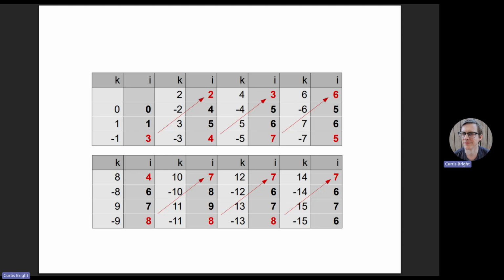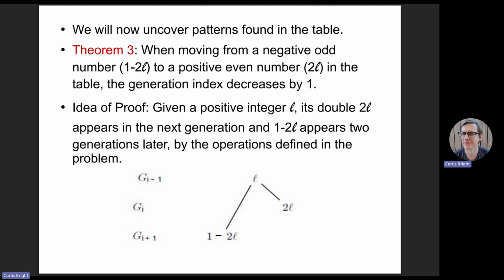So these numbers in red, you can see these are the generations. So we're going from 3 to 2, 4 to 3, 7 to 6. It's always decreasing by 1. And there's nothing really that complicated here. If we just look at the operations of how these things are generated, if we start with some positive number L, the next row we get the double, and then the next row after that, we get that 1 minus operation. So if in the table, we're starting at the 1 minus 2L, and then the next thing in the table is 2L, well, that generation index is 1 less, or it's decreasing by 1.